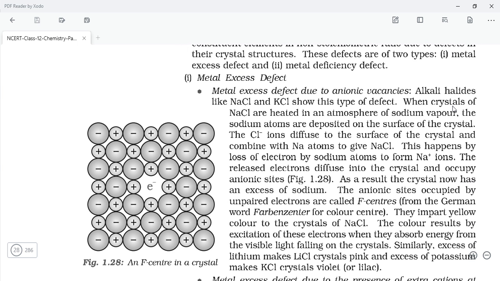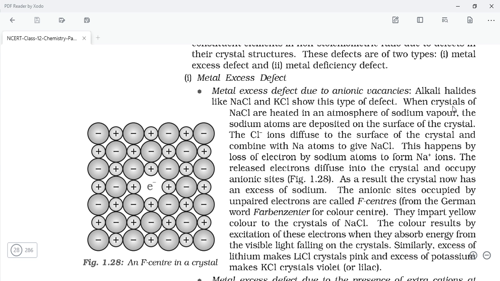The anionic sites occupied by unpaired electrons are called F centers, from the German word Farbenzentrum, for color center. They impart yellow color to the crystal of NaCl. The color results by excitation of these electrons when they absorb energy from visible light falling on the crystals. Similarly, excess of lithium makes LiCl crystals pink and excess of potassium makes KCl crystals violet or lilac.